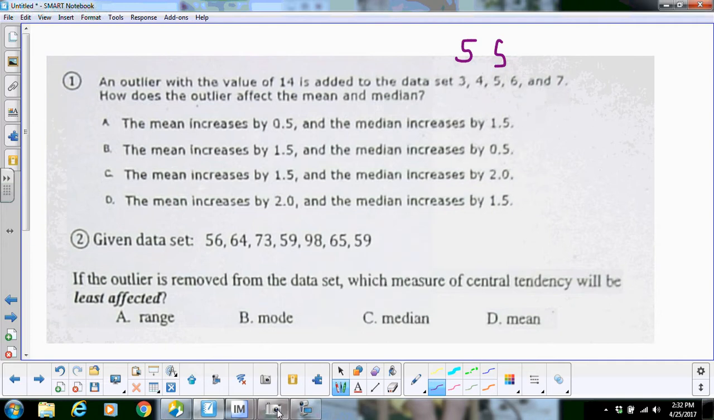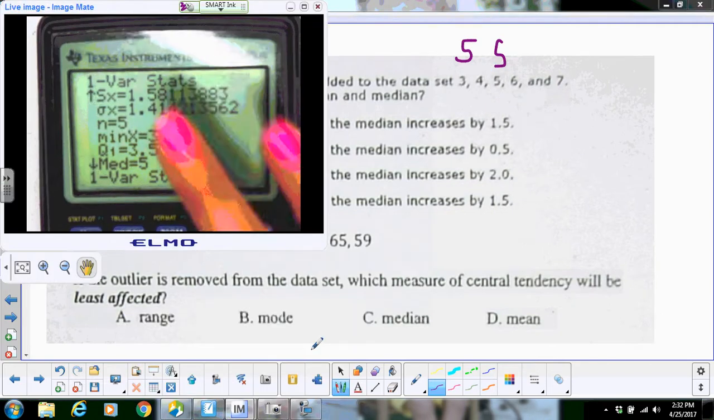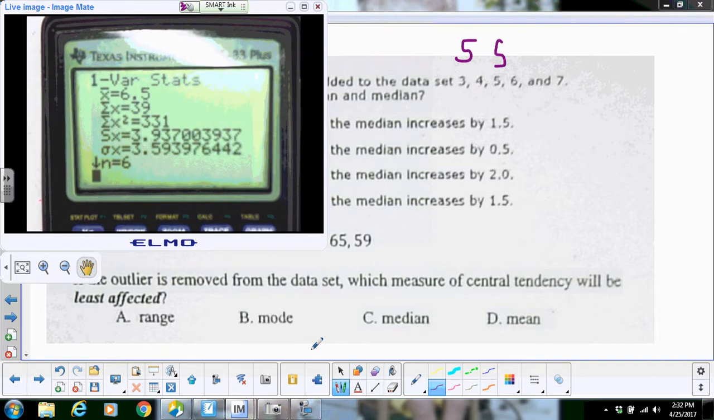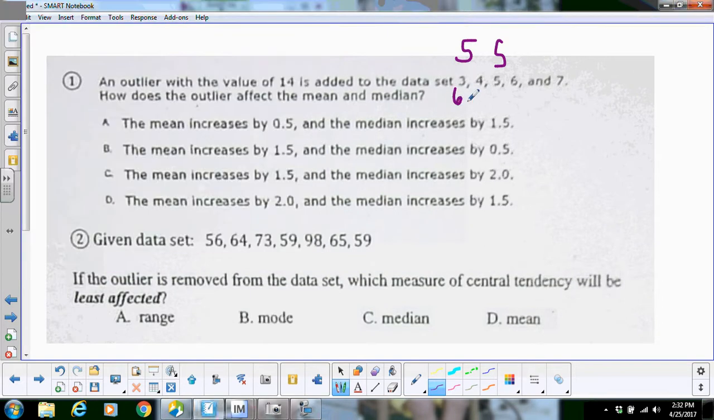Okay, I'm going to go back over there and look. I'm going to hit stat calc enter, but remember I have to tell it to do L2, so I'm going to hit second 2, and that puts L2. Okay, the mean here now is 6.5, and the median is 5.5. So you'll be able to tell that the mean increases by 1.5, so that means it's either B or C. The median increases by 0.5, so that makes our answer B.